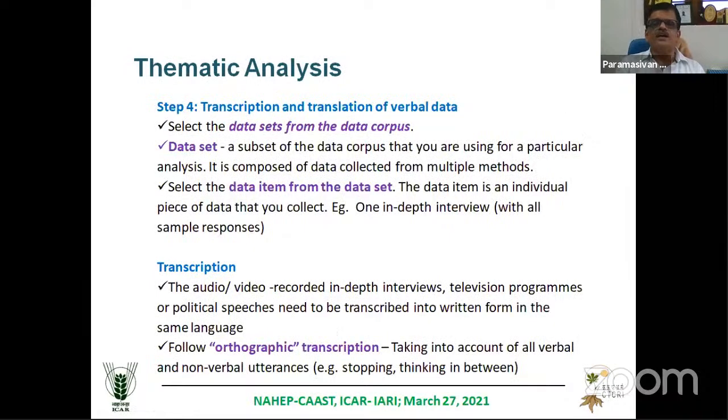Then the data corpus, transcription and translation of the verbal data, I already explained in the previous case. Transcription means converting audio and video recorded in in-depth interviews, telephone programs or political speeches into written form in the same language. Suppose it is taken in English or Hindi, you can translate to English. So you have to follow orthographic transcription, taking into account all the verbal and non-verbal utterances.